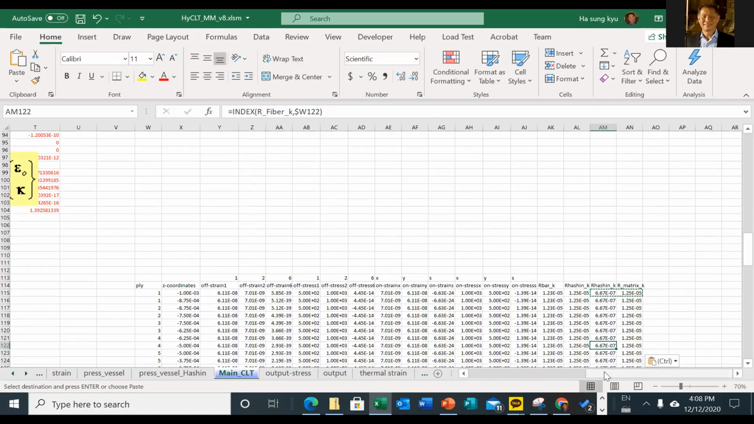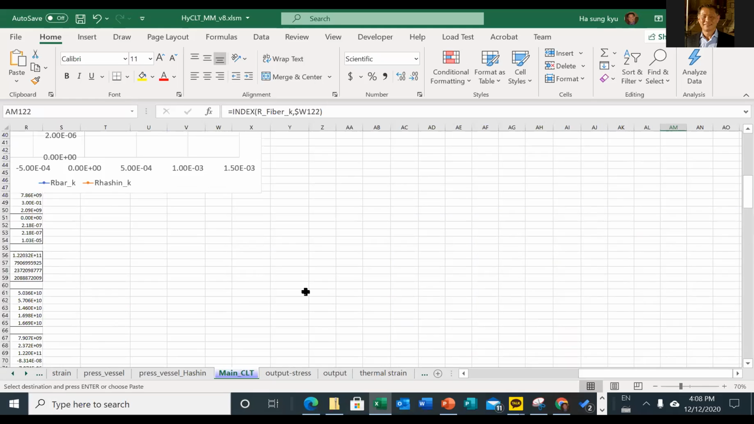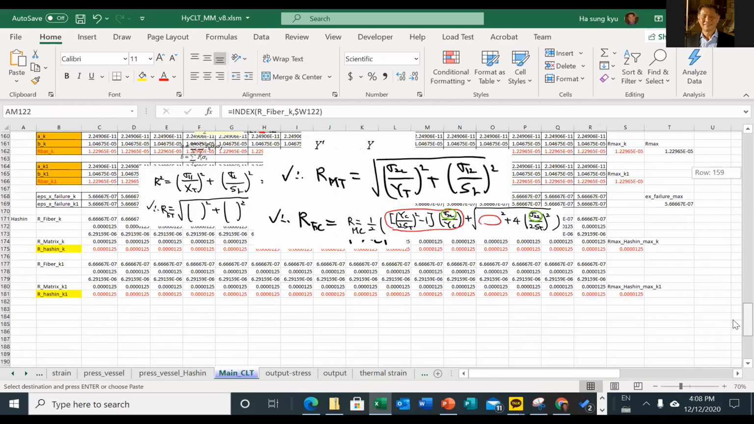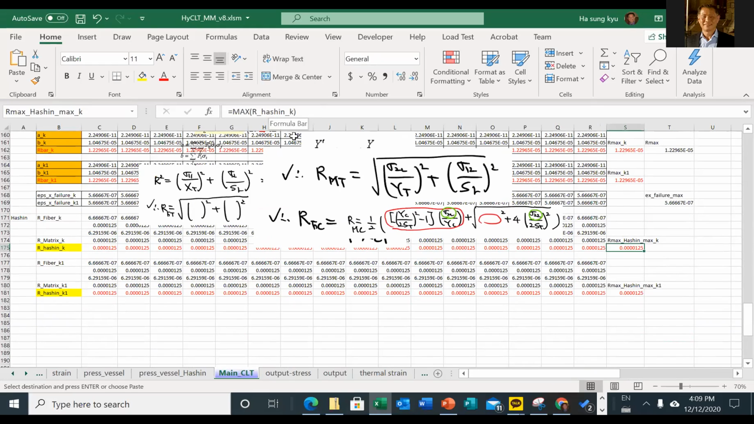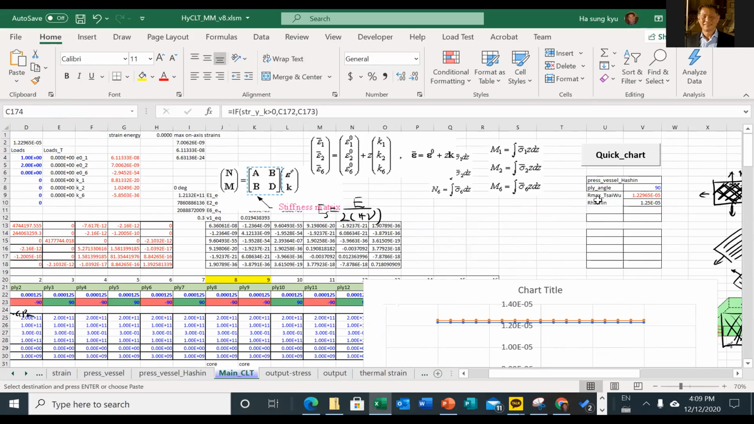You can, first of all, plot these values along the pi, and here, see, you remember the maximum of this R Hashin K, and maximum I will do this way. Here I like to add two more variables. One is the Hashin matrix, and this is the fiber, and this is going to be a maximum.